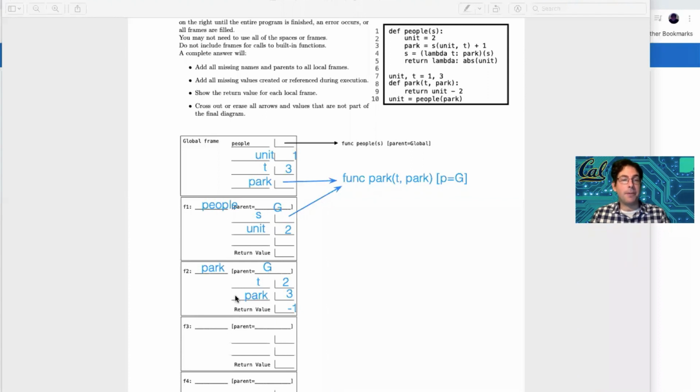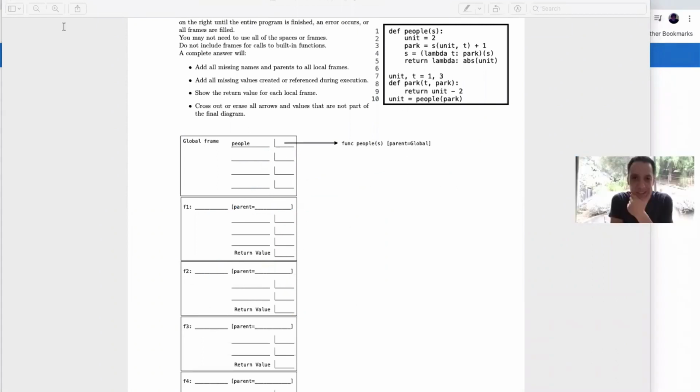So when we look up unit here, we look first here, we don't find it, so we look in global as opposed to in F1. So to summarize, the parent mattered for this return value. It did not matter for the argument values. The argument values are always set before the function is ever called.